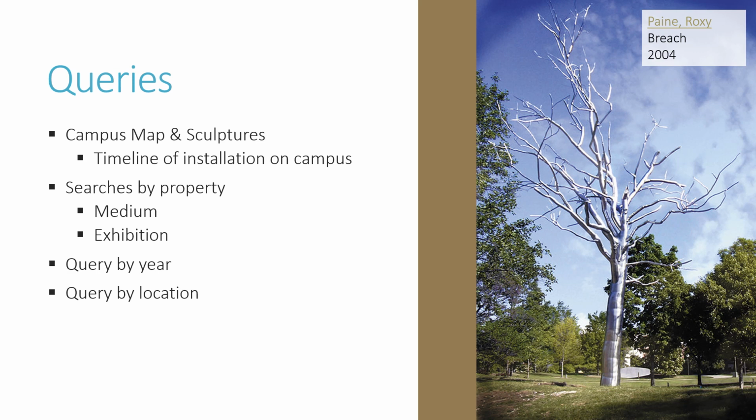We also can search by property, so medium, exhibition, kind of figure out how many pieces of art are made by the same medium, or query for all of the art made by a certain medium, things like that. We can also query by year, which will let us know what things happened in the same year, which artists are still alive, other interesting things that people might want to know. And we can also query by location, so what things intersect. Some of the things that do intersect are the campus paths with some of our sculptures, but if there were any sculptures on buildings, we would let you know.